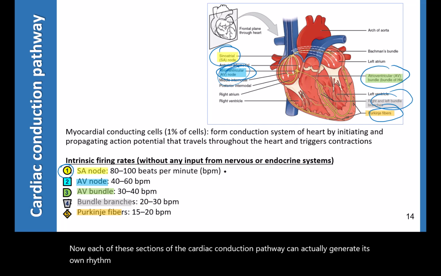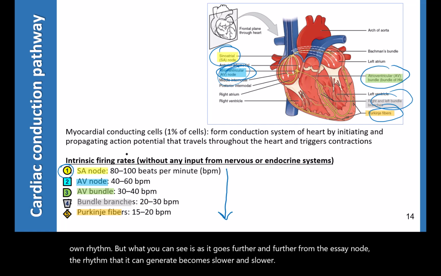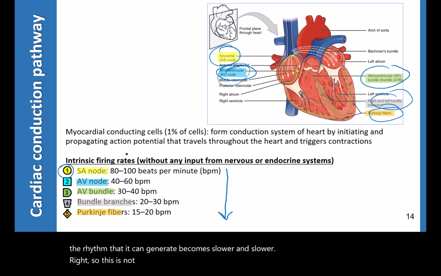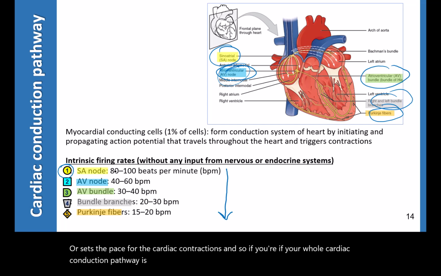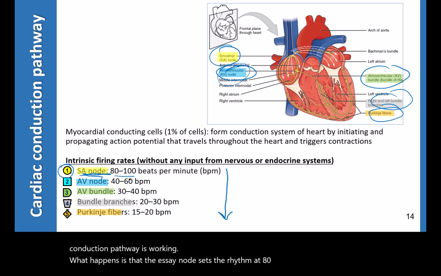But what you can see is as it goes further and further from the SA node, the rhythm that it can generate becomes slower and slower, right? So this is not a problem because what happens in the heart is that the fastest rhythm actually governs or sets the pace for the cardiac contractions. And so if your whole cardiac conduction pathway is working, the SA node sets the rhythm at 80 to 100 beats a minute.